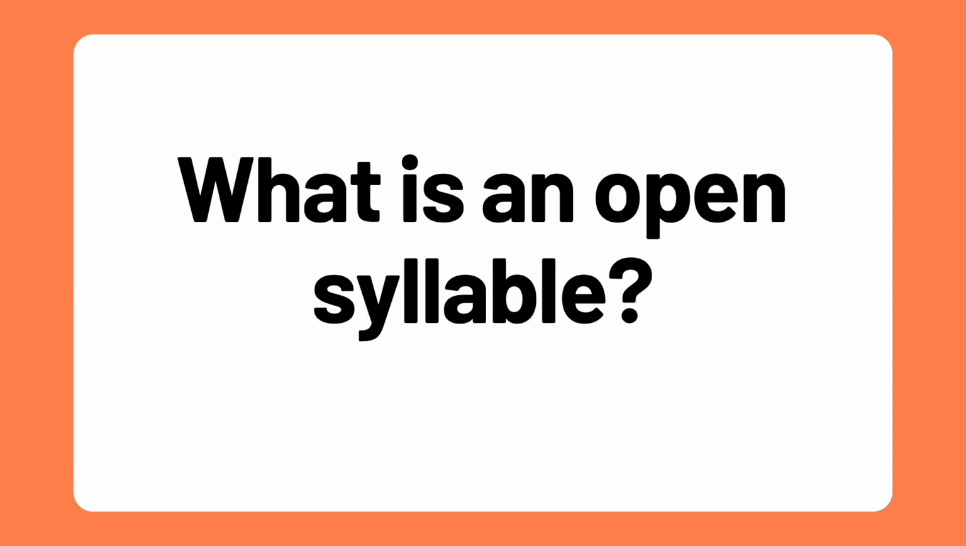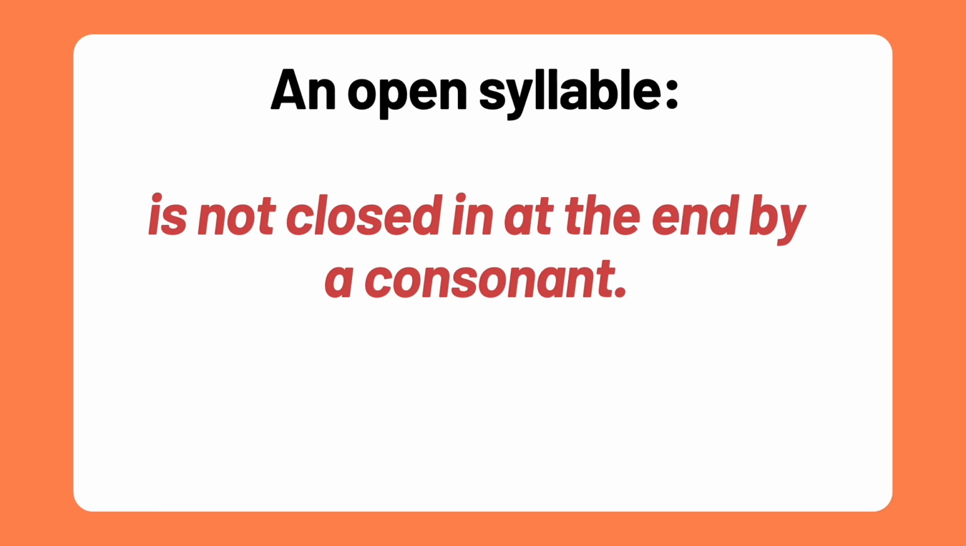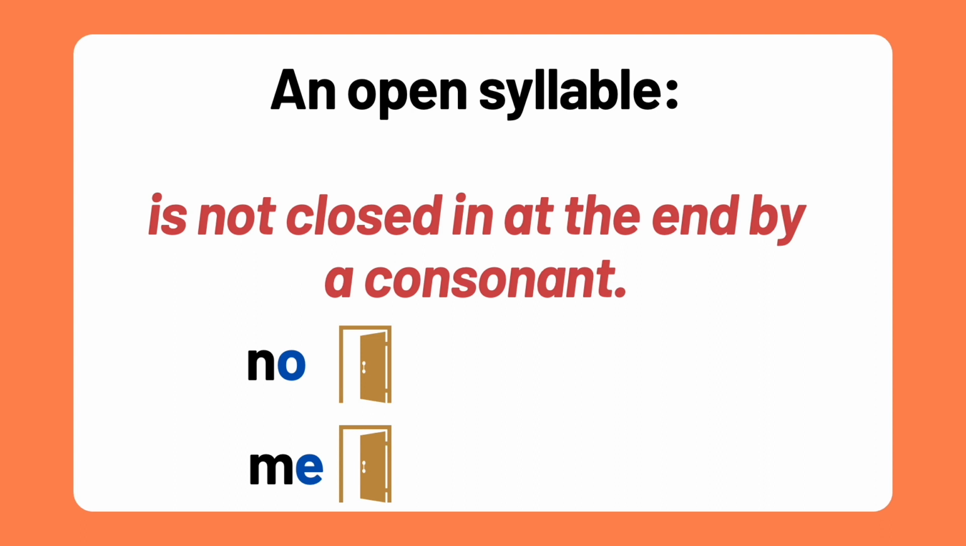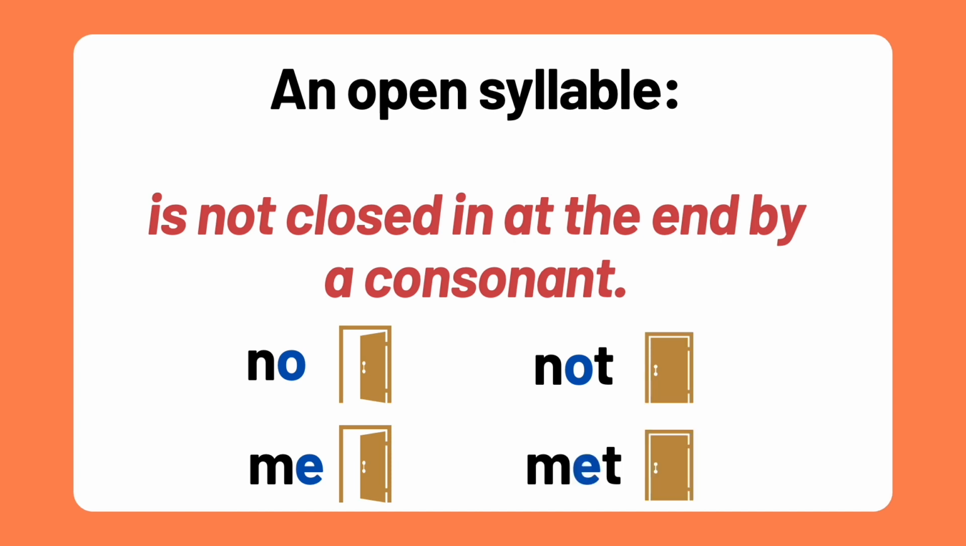What is an open syllable? An open syllable is not closed in at the end by any consonant. No, the vowel O is not closed because it's not followed by any consonant. It keeps its door open and makes the vowel say its name, O. Me. The vowel E is not closed by any consonant. It keeps its door open and makes the vowel say its name, E, as opposed to not and met.